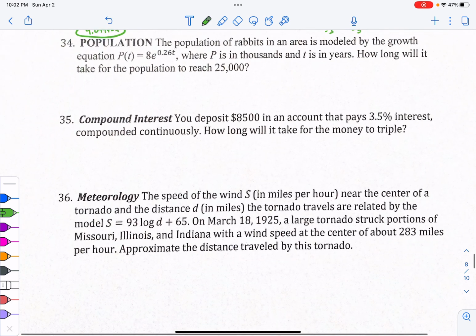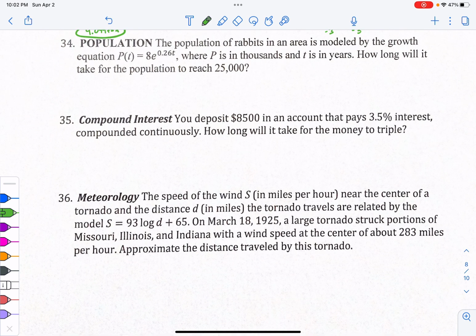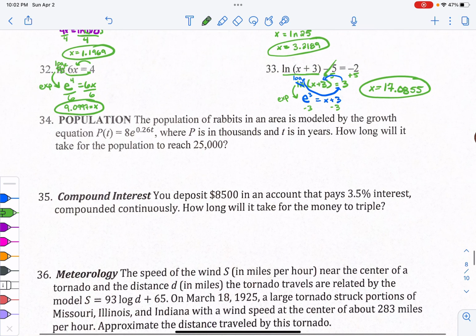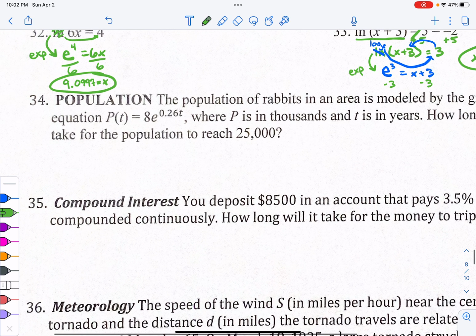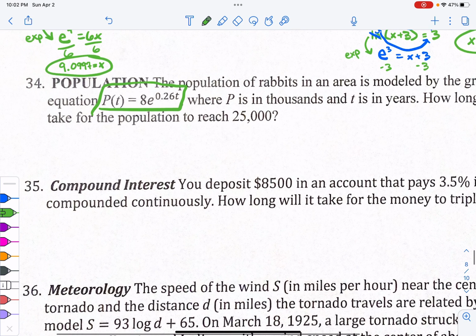Okay. We've got some story problems here, and they give me a formula on some of them, but let's see what we got. All right, the population of rabbits in an area is modeled by the growth equation of this guy. Okay, so the population is dependent upon the amount of time that has elapsed. So P is in thousands. Okay, so we're talking about thousands of rabbits. And T is in years. Okay, how long will it take for the population to reach 25,000?